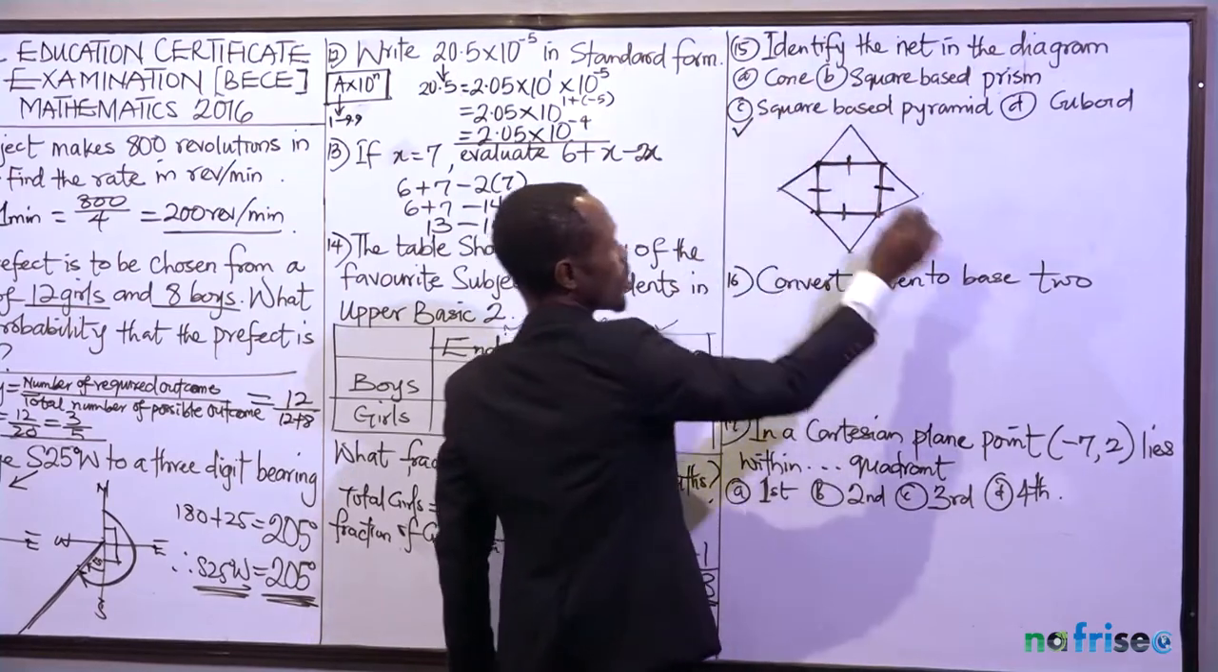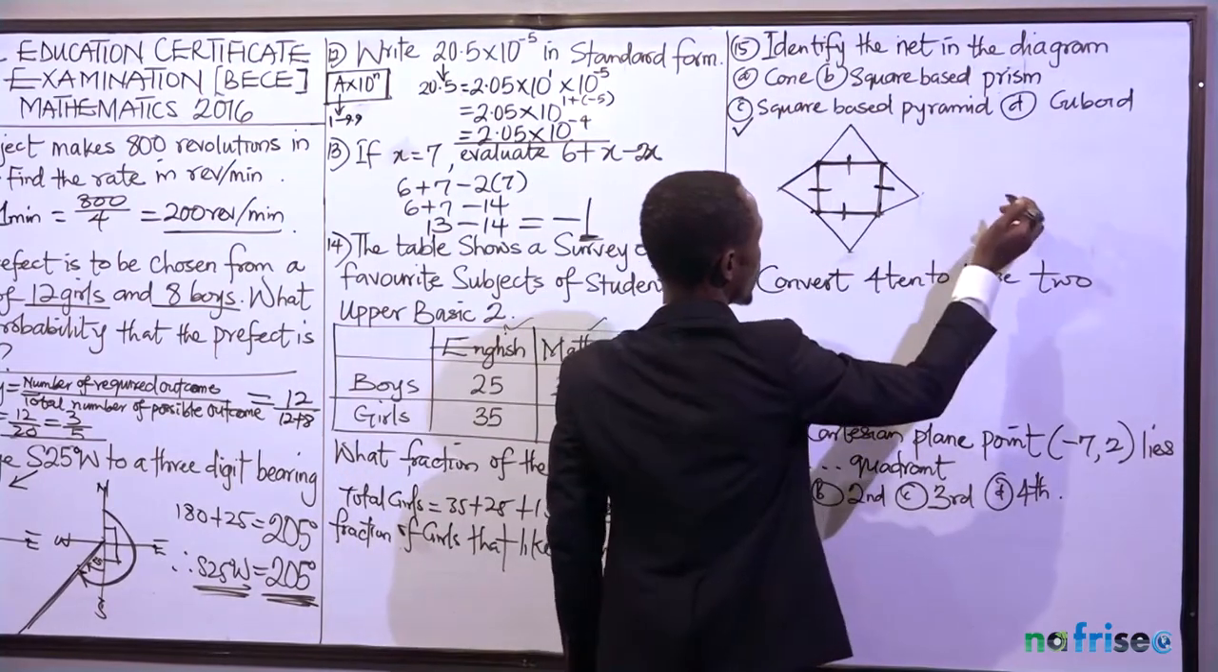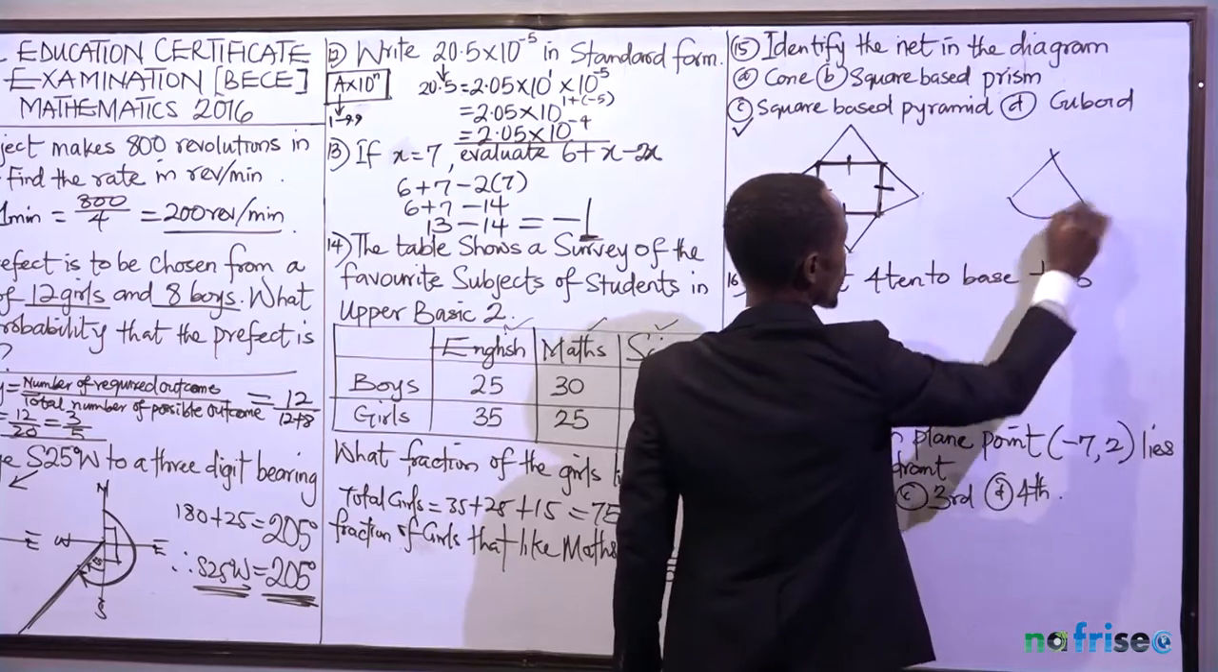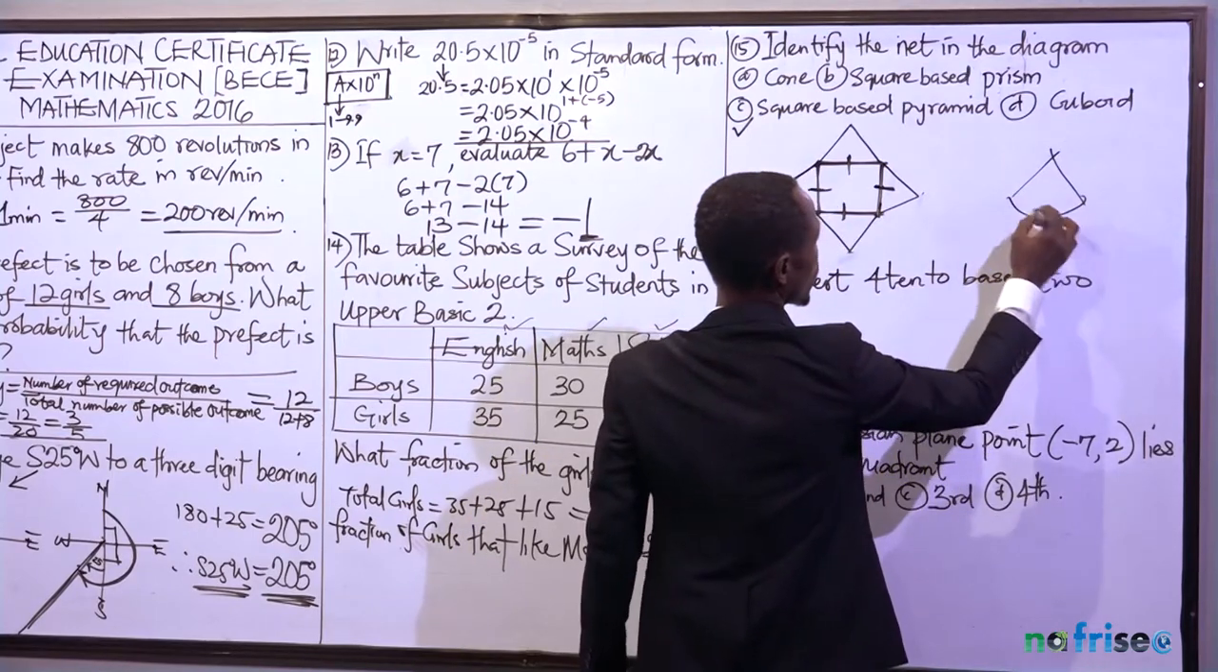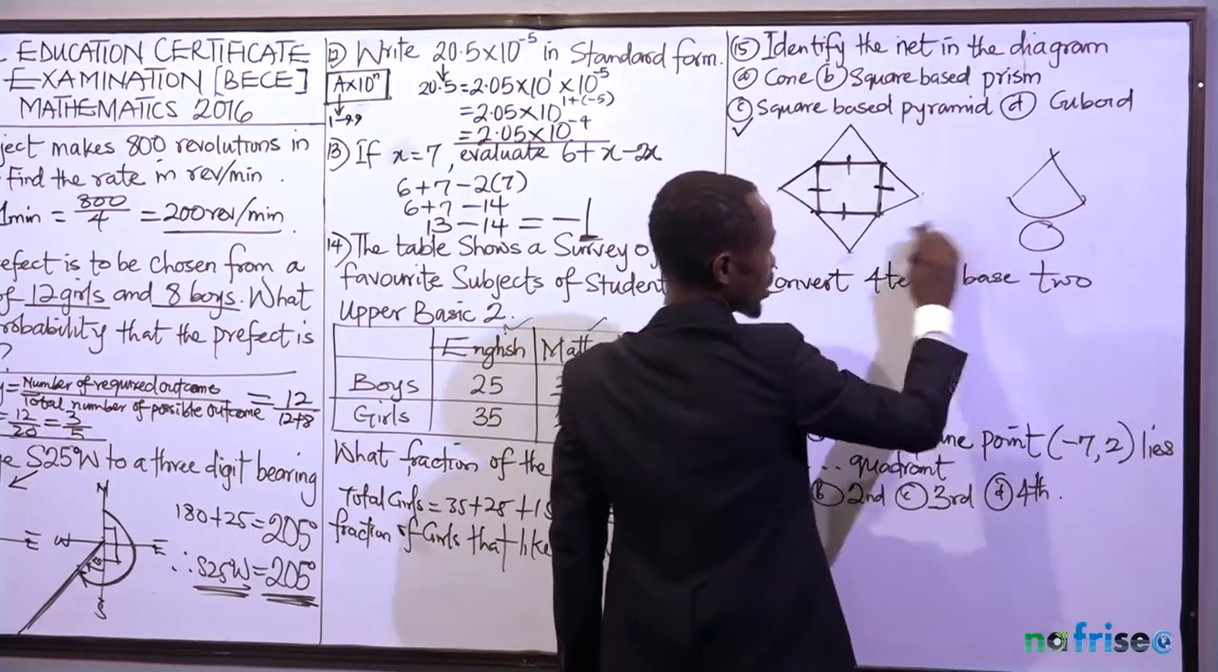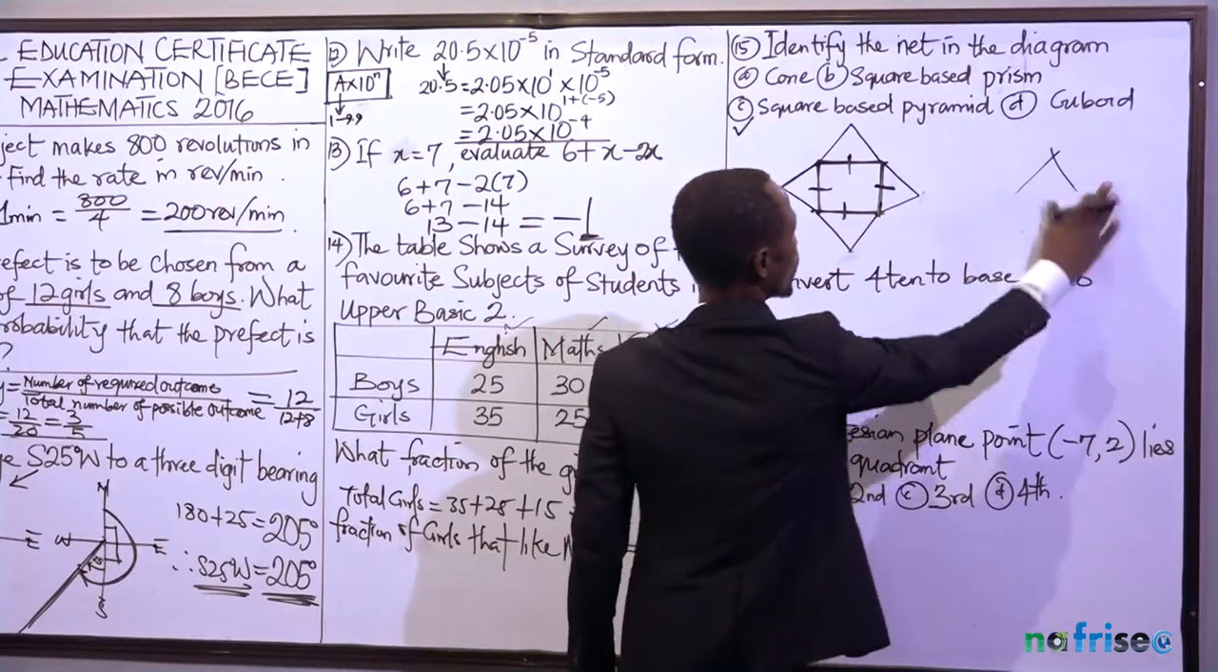It can't be a cone. A cone doesn't have this. The net of a cone is a sector and a circle. Are you there? That's the net of a cone. So it cannot be a cone.